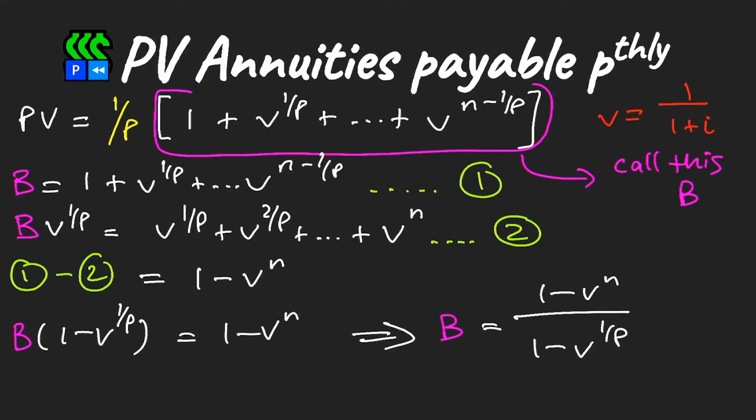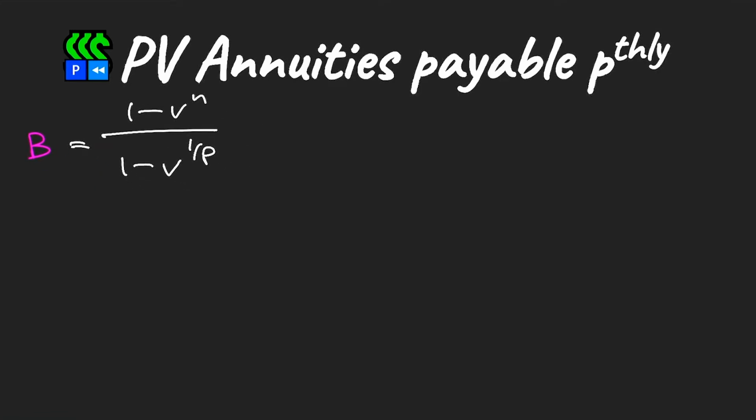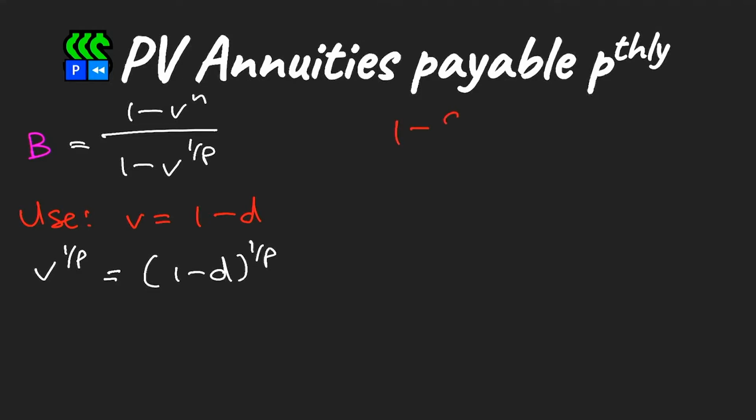We now need to simplify this into something that we know. Over here, we're trying to replace the denominator. So we start with v is equal to 1 minus d, and we try and find out what v to the power 1 over p is equal to. And we get 1 minus d to the power 1 over p.